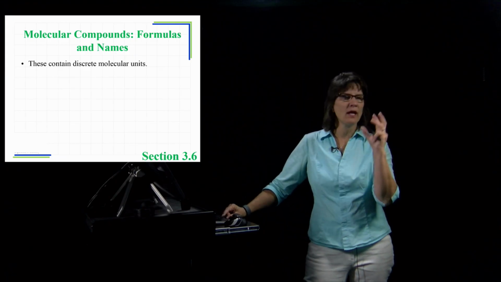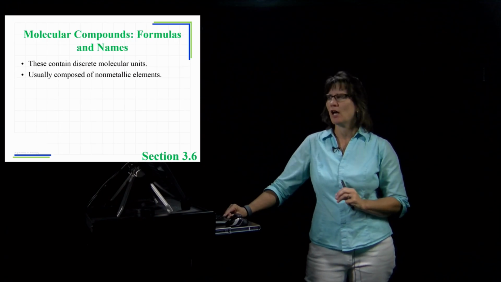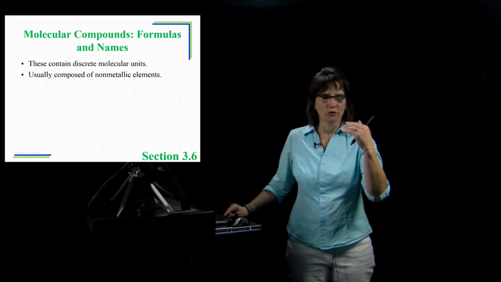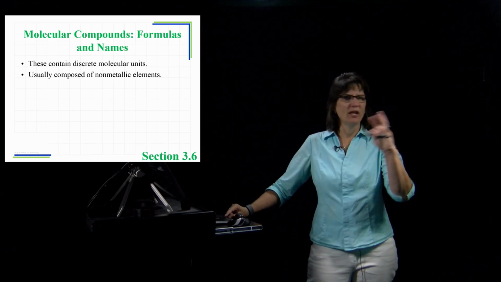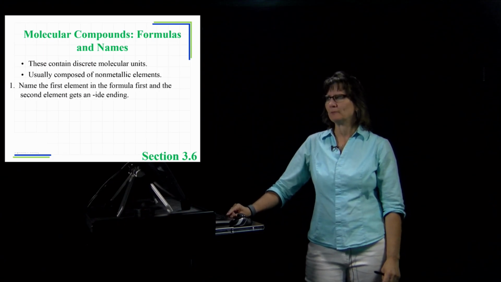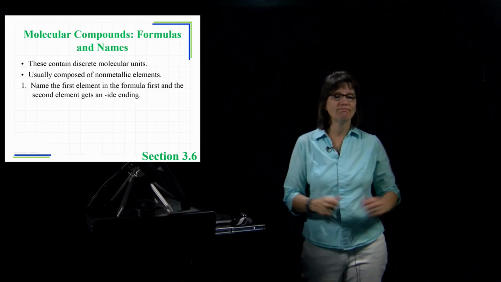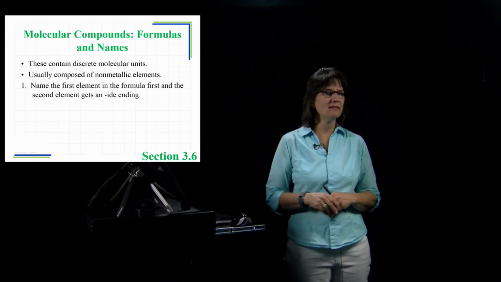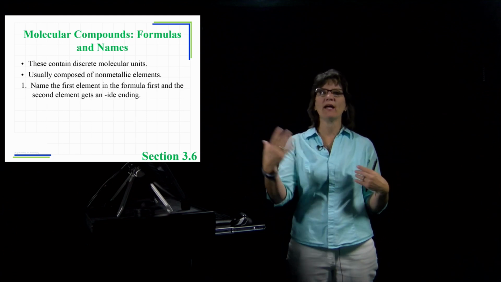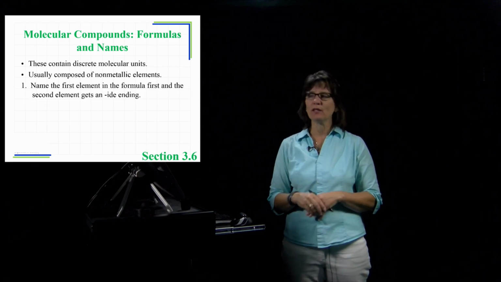If it's a molecular compound, they have discrete molecular units, and it's going to be typically a nonmetal connected to a nonmetal. Might be multiple nonmetals, but if they're nonmetals and there are none of these polyatomic ions present, we're dealing with a molecular compound. Okay, so what are the rules? You name the first element first, you name the second element second, you give the second element an IDE ending, similar to our ionic compounds where the second element that was an anion got an IDE ending. So we see a similarity there.